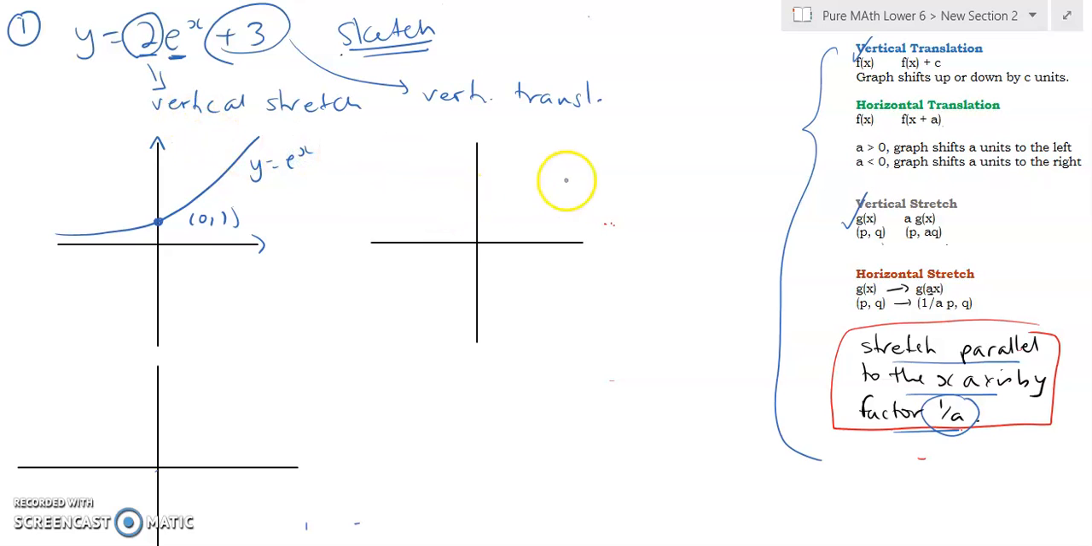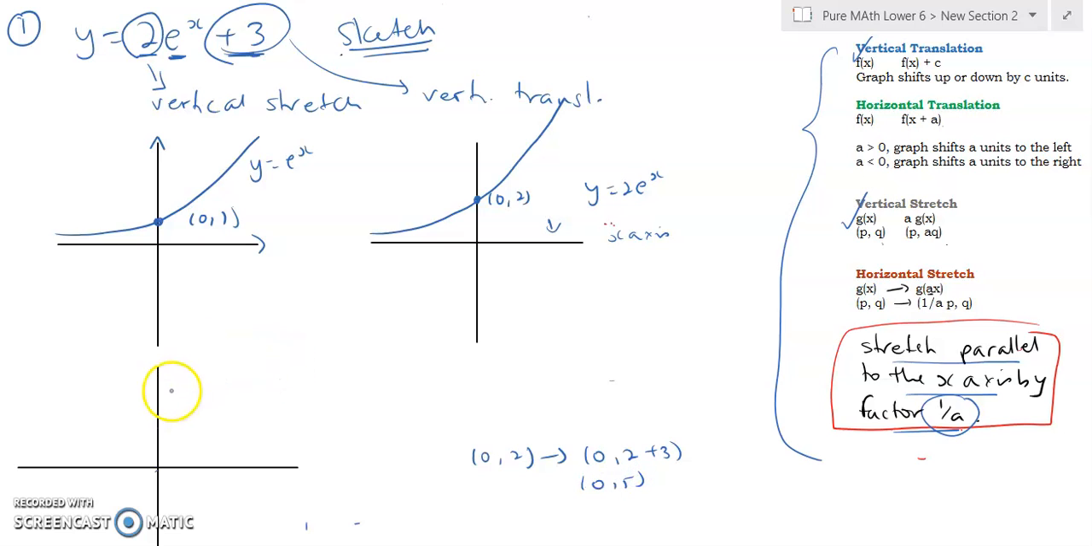Now if I change this to y is equal to 2e to the x, as I said, that's a vertical stretch. So that now becomes this point here. It just stretches upward like this. My asymptote is still the x-axis. And then if I do a plus 3, that's a vertical translation, so I'm going to shift upwards. It means that instead of 0, 2, it's going to be 0, 2 plus 3, which is 0, 5. Point here is going to be 0, 5.